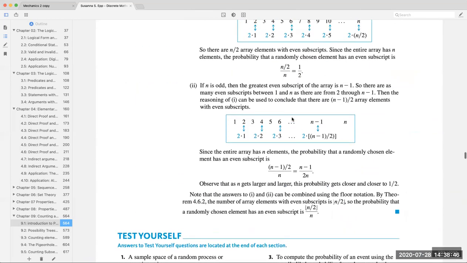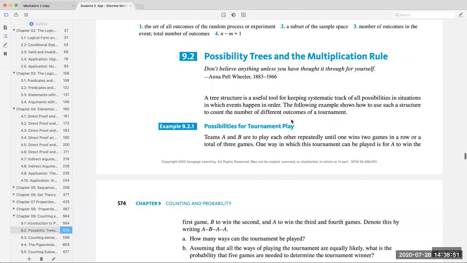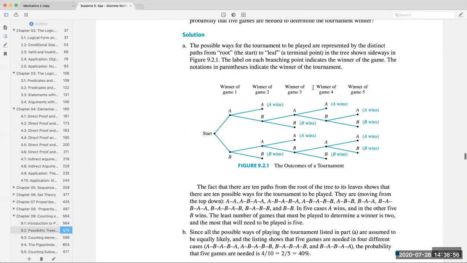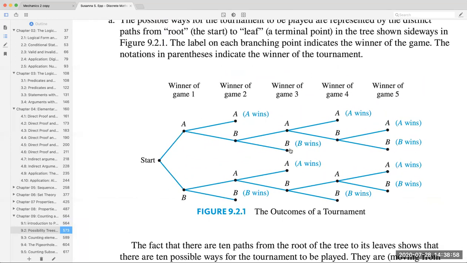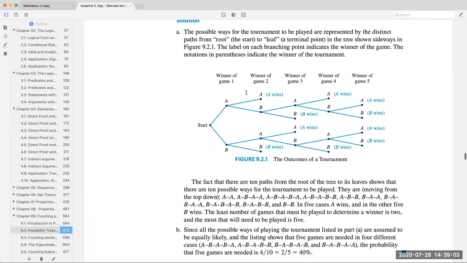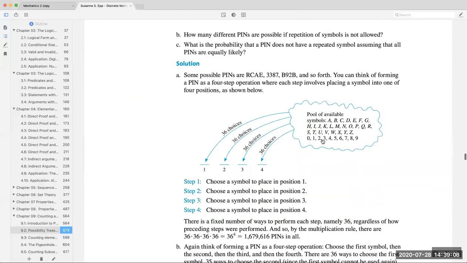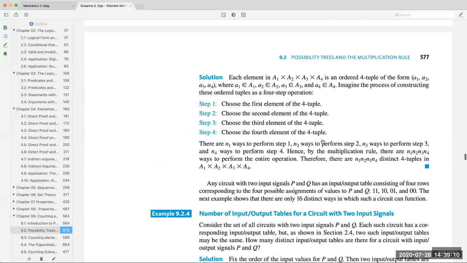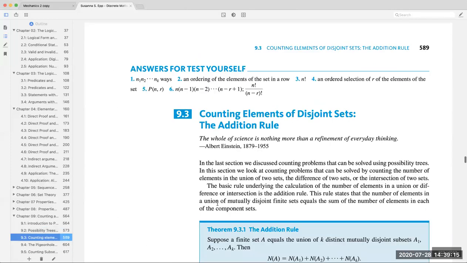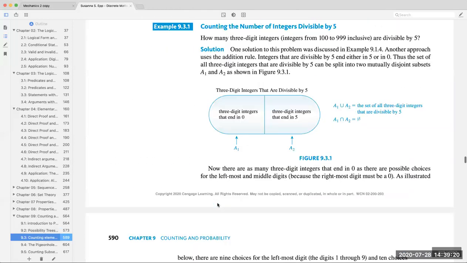Then let's go to the next section, probability tree and multiplication rule. I think you also know how to draw this probability tree from junior form mathematics. I think so. May I just skip it? Then let's go on to the next part about counting the elements of a joint set and the addition rule.